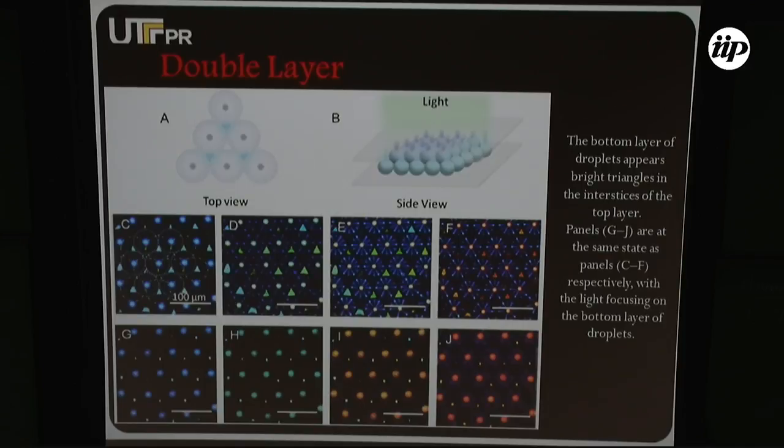And other interesting things, we can design several patterns. A very ingenious way of doing this, you just take a very thick cell, you put those droplets, you put the cell not straight, but at an angle, and all the droplets go to the bottom of the cell, and you form this double layer of droplets, and you can make these very nice patterns. You can control the color on the top, on the bottom, and things like that.